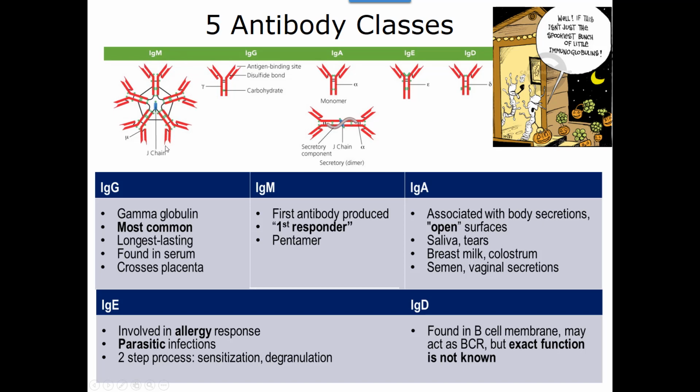But it is the first responder, and so it is the first one that is made. And so when you're activating those B cells to become plasma cells, your immunoglobulin or antibody mu is going to be the first one that's going to show up.